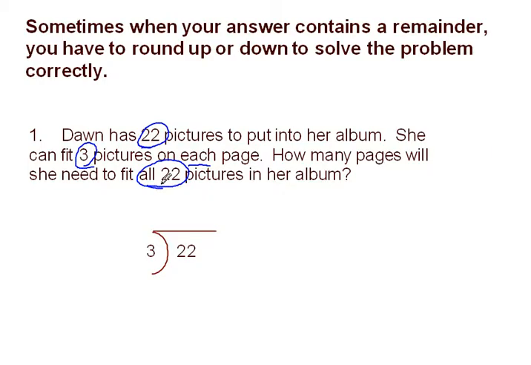Well, let's see. We're going to take her 22 pictures, divide it by 3 because that's how many she can put on each page. So if you're counting by 3s, how close can you get to 22? You are correct. It is 7. 7 times 3 is 21. Subtract. She had 1 left over.